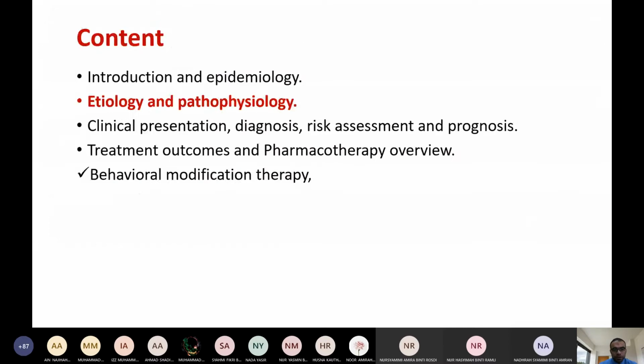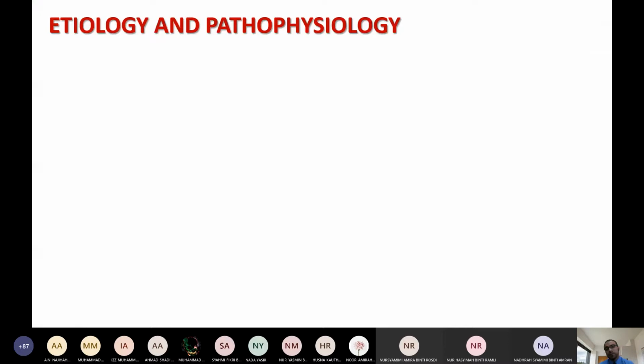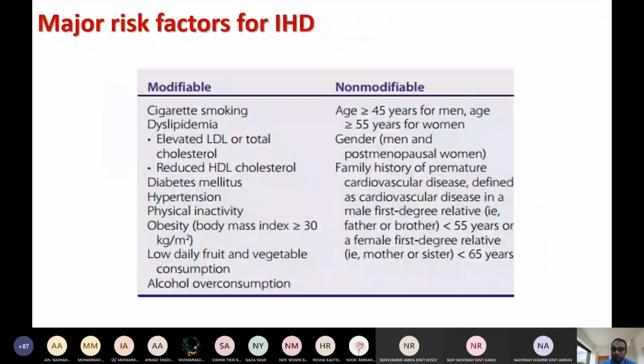So now we are done with the introduction and the epidemiology. Now we want to highlight a little bit on the etiology and pathophysiology. We will not go into details, but a little bit. So etiology and pathophysiology: as we mentioned, most of the time we have this balance maintained between demand and supply. The supply and demand have, of course, their main components. Here, the coronary blood flow, the oxygen extraction and availability, and the demand, of course, the heart rate, the cardiac contractility, the intramyocardial wall tension. Most of the time this is maintained.